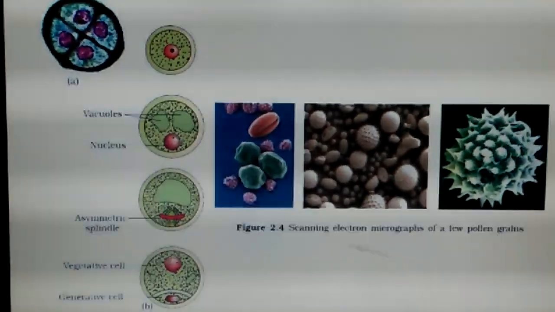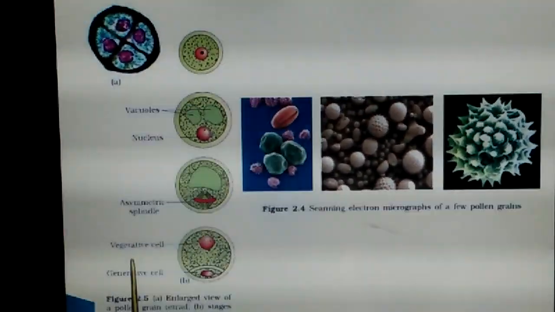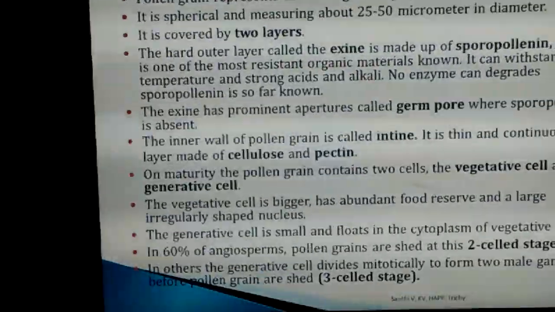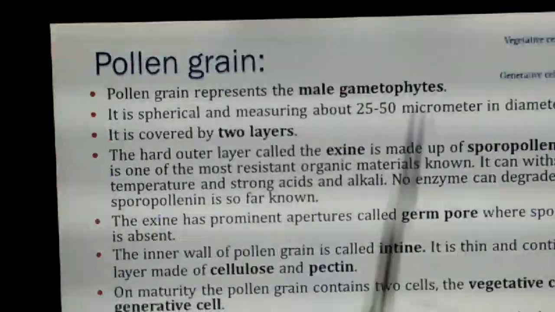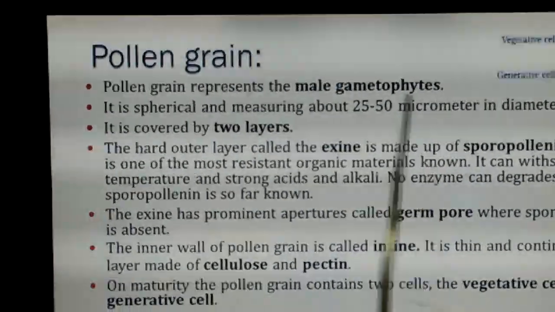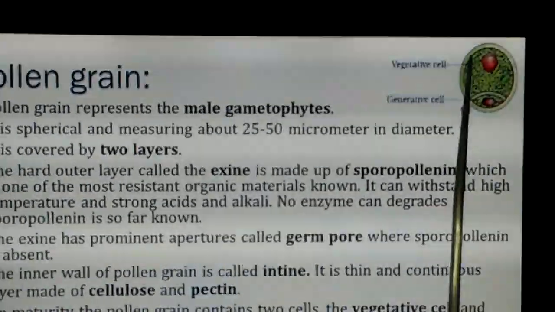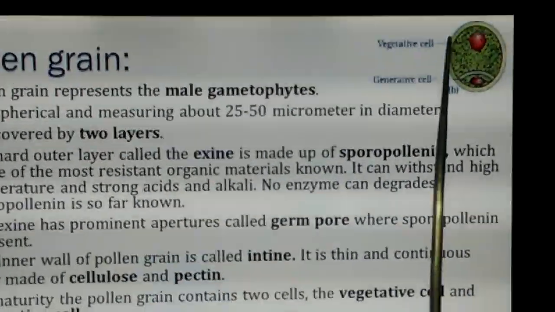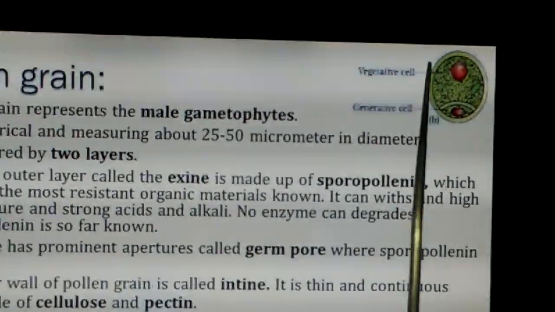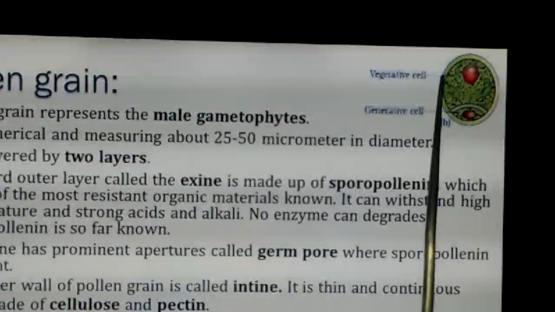pollen grain. So now let us see the matured pollen grain. This is the matured pollen grain. What is the structure of the matured pollen grain? Pollen grains are the male gametophytes. When you see, it is 2 layered. You can see the 2 layers, inner layer and outer layer. The inner layer you call intine, and the outer layer you call exine.